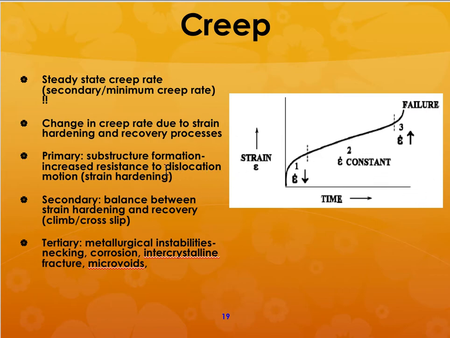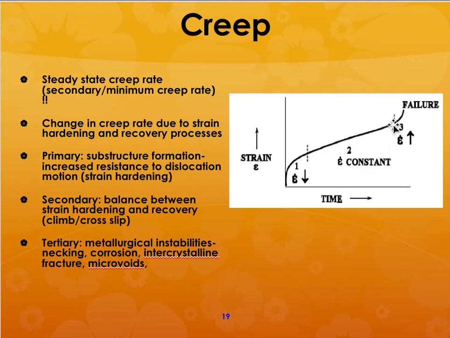The strain hardening is the primary process, the creep process, where you are increasing the resistance to dislocation motion. So the more the deformation that is taking place, the more the dislocations will pile up on the grain boundaries. But what is also happening at the same time is that there is a balance between the two because of the diffusion processes taking place. So that's why you have a constant strain rate in the secondary region.